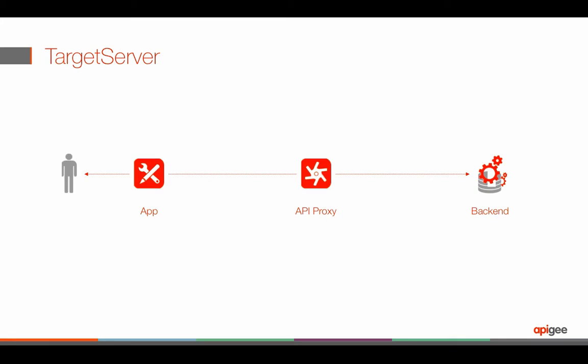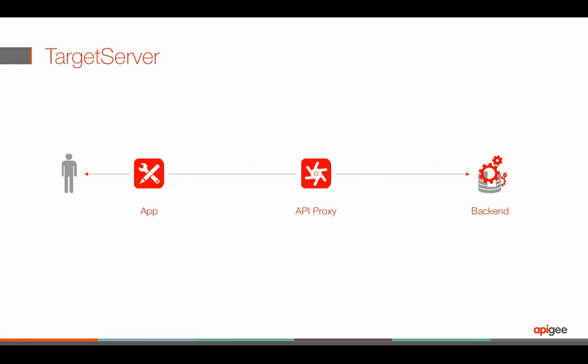This is Kevin with Apigee. In this video, we'll take a look at target servers. A target server helps you decouple the endpoint URL from a target endpoint configuration in an API proxy. Each target server is referenced by name in a target endpoint HTTP connection.